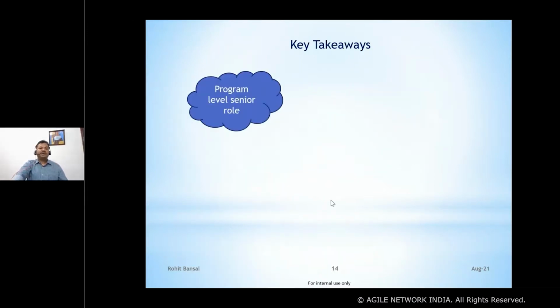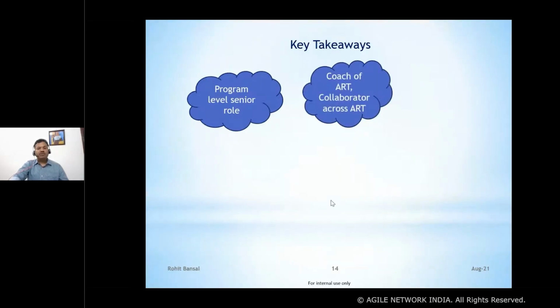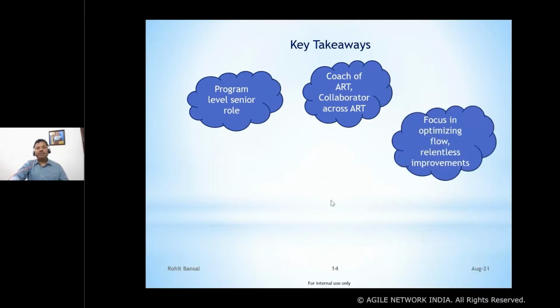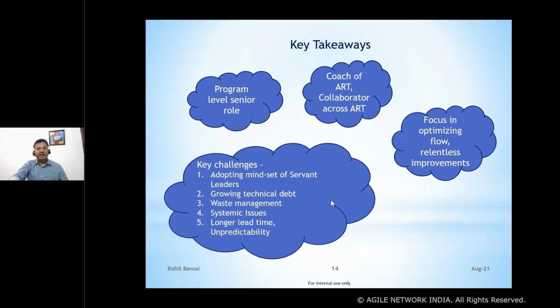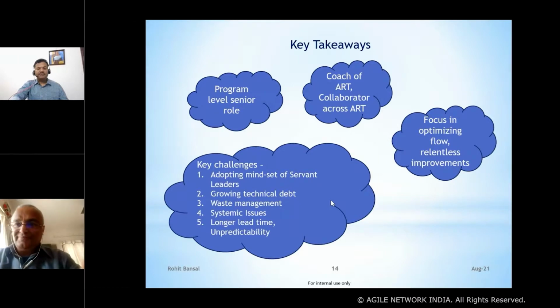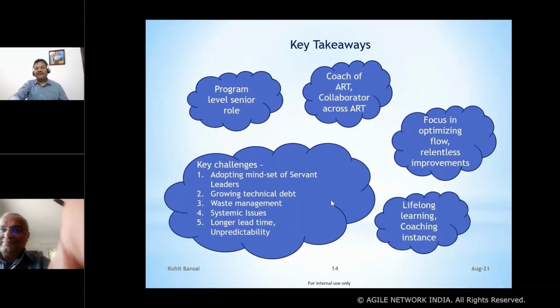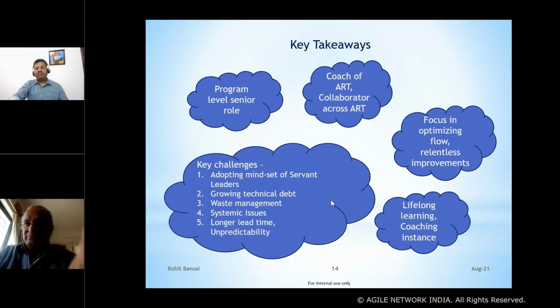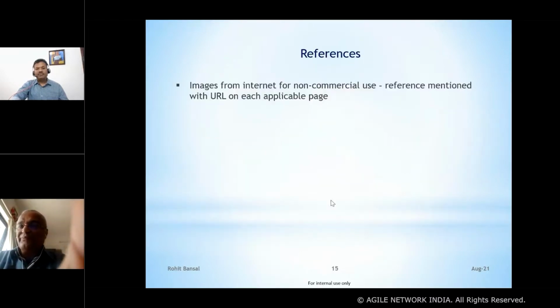Key takeaways. RTE is a program level senior role. He or she is a coach of the ART, a collaborator across the ART, focused on optimizing flow, relentless improvement. Some of the key challenges could be adopting the mindset of a servant leader, growing technical depth, waste management, systemic issues, longer lead time and unpredictability. And finally, it's lifelong learning and improving coaching stance. Some of the images I've given a reference for, which I used from the internet for non-commercial purposes.